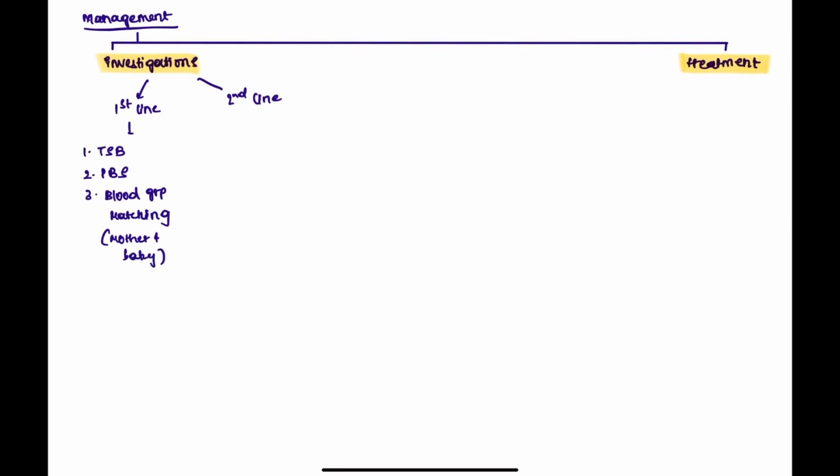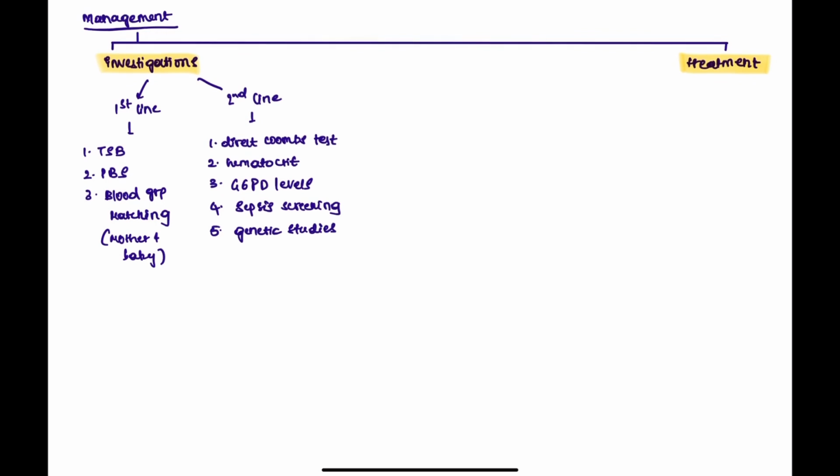mother and the baby. The second line investigations include a direct Coombs test, which actually detects the presence of antibodies on the fetal RBCs, measuring the hematocrit, G6PD levels, doing the sepsis screening, genetic studies to identify Crigler-Najjar syndrome, and finally the thyroid function test.